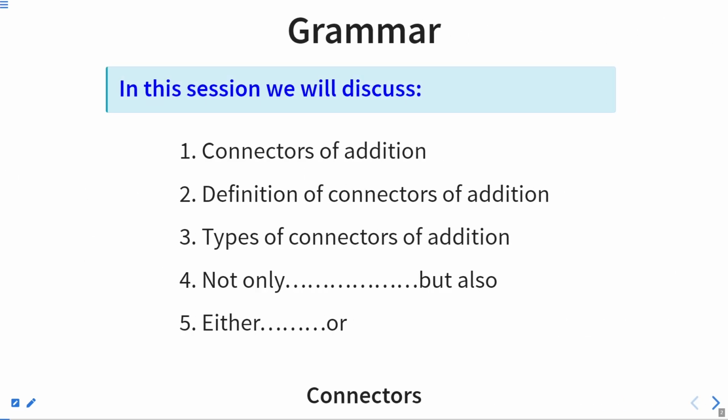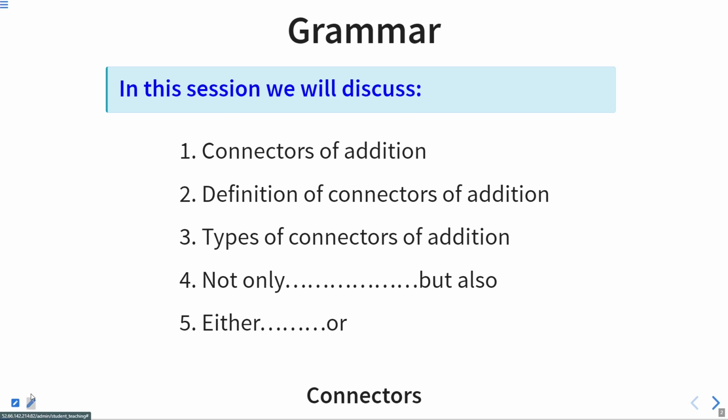In this session, we will discuss connectors of addition, definition of connectors of addition, types of connectors of addition. Now, addition refers to when two or more things are included. So, addition here refers to when one thing is added with another. So, the connector that we are using over there is known as connector of addition. So, in this session, we are going to discuss several of those types of connectors.